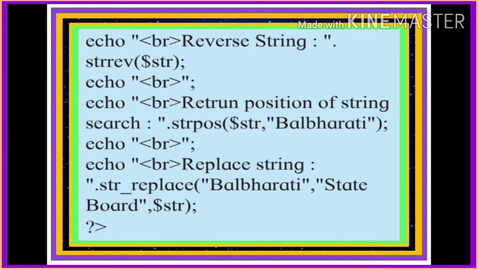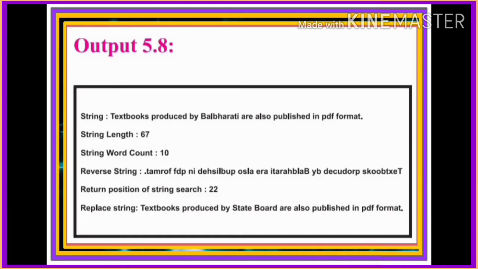So in the str underscore replace function we have to pass 3 arguments. First and second arguments are strings, and third argument is a variable containing a string, and all these arguments are separated by comma. End PHP by using question mark greater than. Save the program and execute it on the browser. You will get this output.